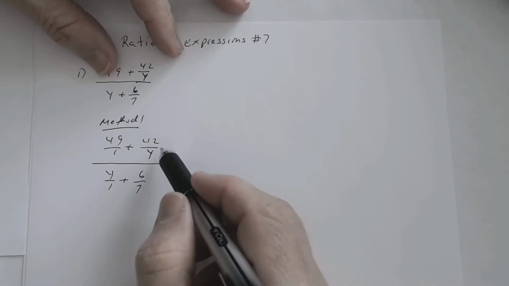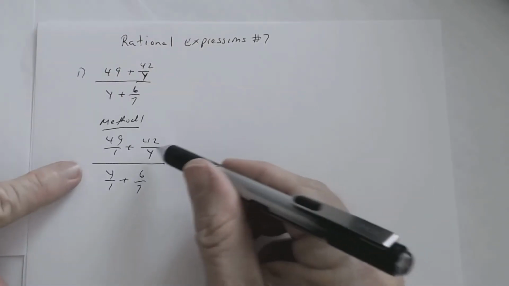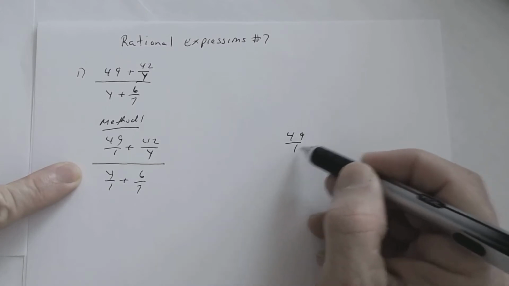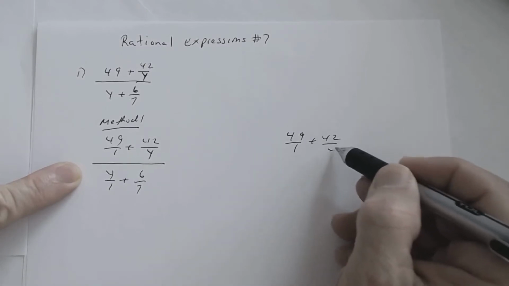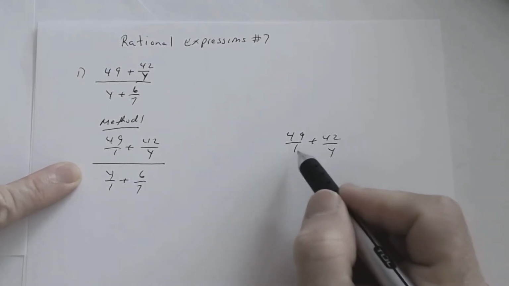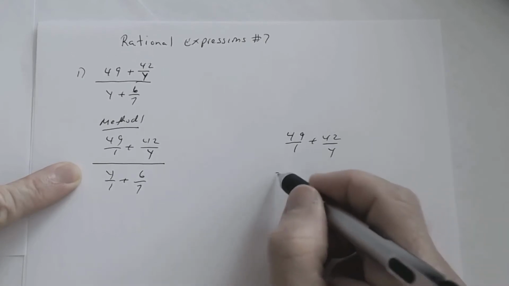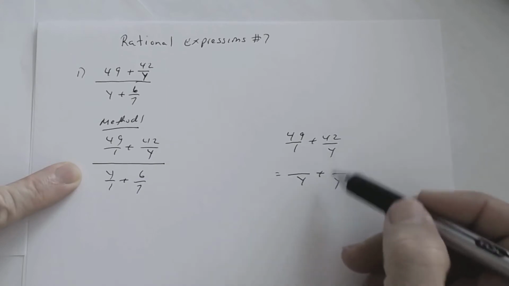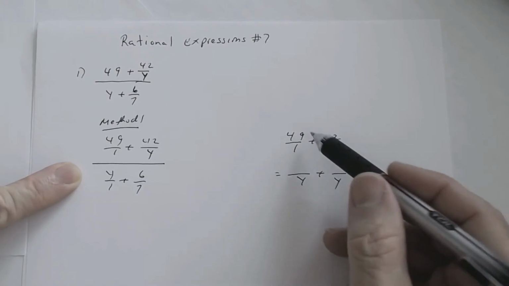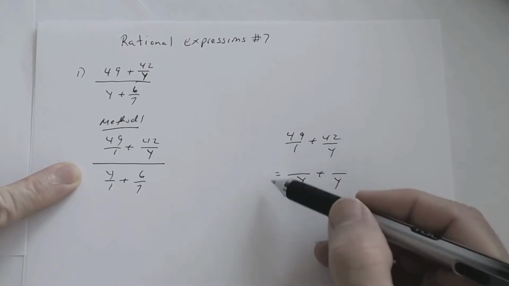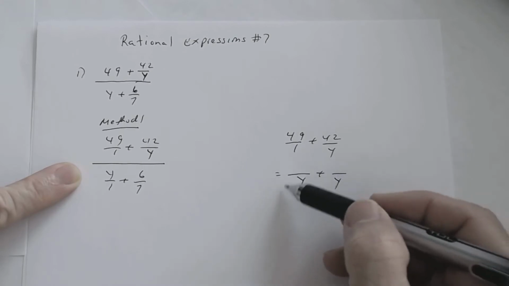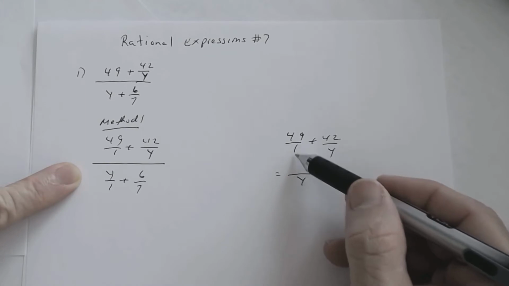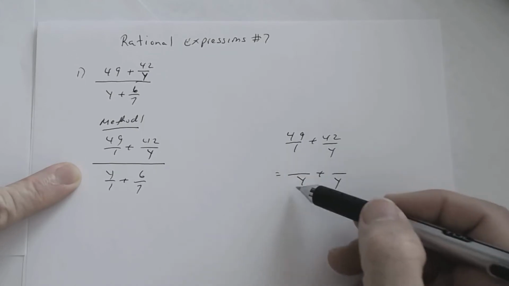All right, so let's go off to the side and kind of look at the numerator. So in the numerator, I have 49 divided by 1 plus 42 divided by y. So what's the least common denominator of 1 and y? Well, y, right? And so I'm going to write two fractions with that denominator as y. So 49 is equivalent to what fraction with y as a denominator? And notice that I have 1 here. Remember, I want a y, so I need to write an equivalent fraction.